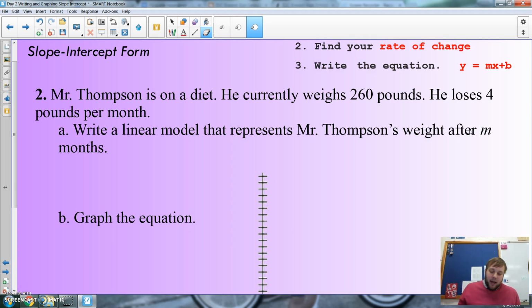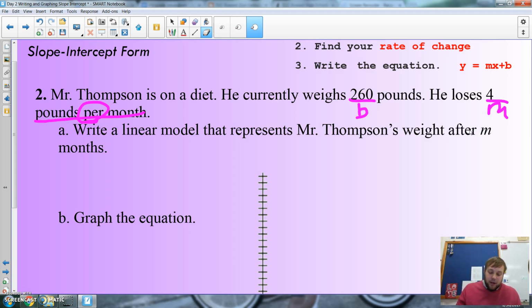Number 2, Mr. Thompson is on a diet. He currently weighs 260 pounds. He loses 4 pounds per month. Ooh, all right, hold on. This seems like a beginning. He realized he weighs too much. New beginning, he's going to lose 4 pounds a month. So he's beginning at 260. He loses 4 pounds. You see that word per? Remember, that should just tip you off. That is my slope, m.